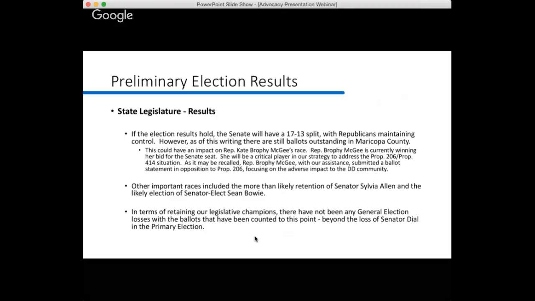If we look at the state legislature, if the results hold, the state Senate will have a 17-13 split with the Republicans maintaining control. There are still ballots outstanding in Maricopa County.